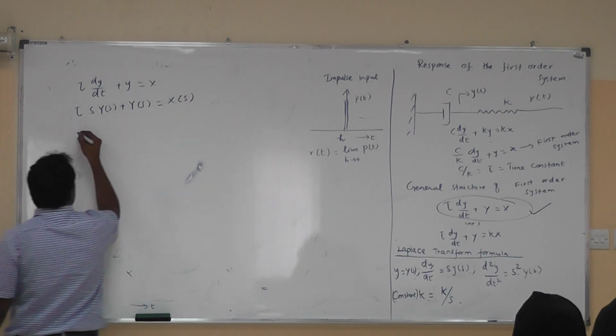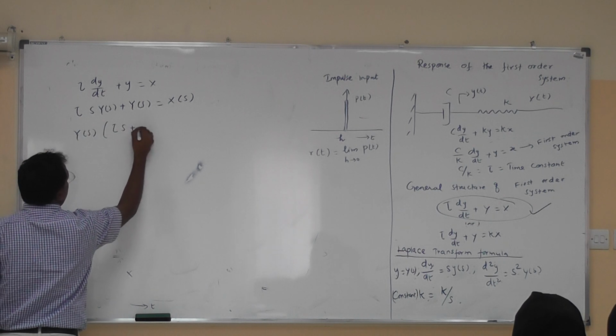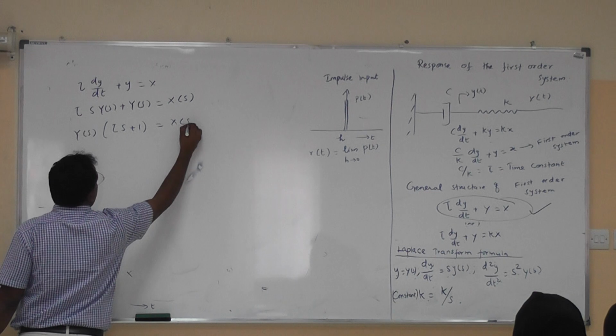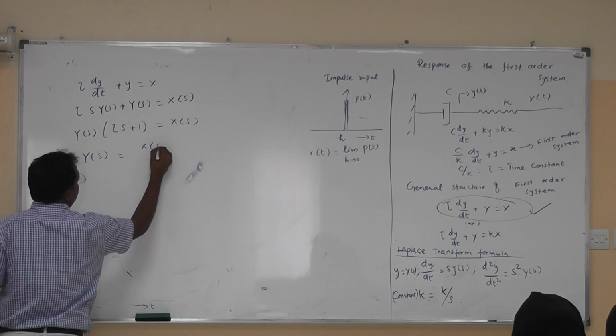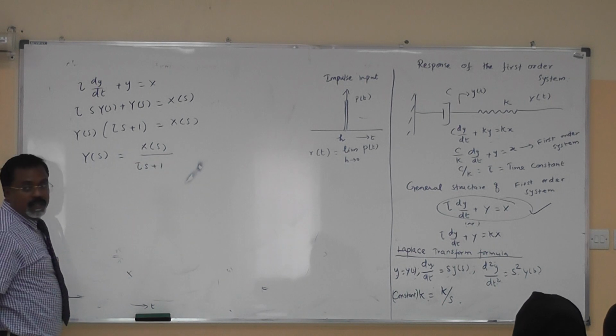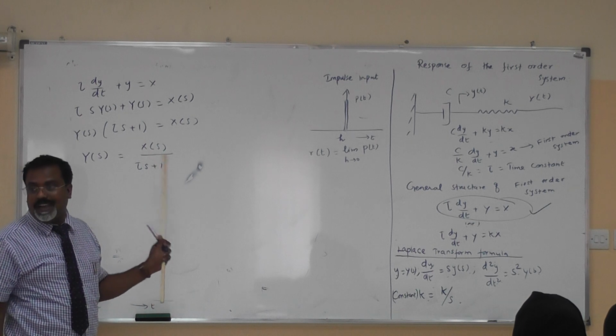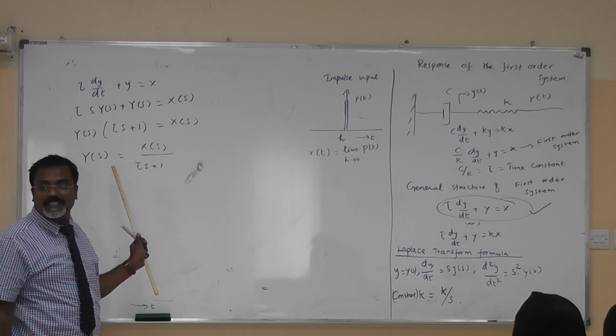So I am going to take y of s outside. What will come? Tau s plus 1 equal to x of s. Then y of s, this is the output. Y of s equal to x of s divided by tau s plus 1. What is the meaning of x of s? It is the input. What is the meaning of y of s? Y of s is the output.